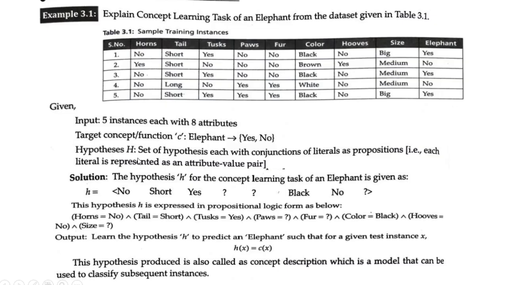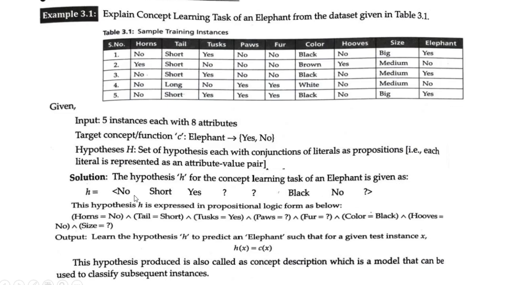Next, define your hypothesis H, capital H. Capital H means plural form, hypotheses. That means, what is my set of hypotheses? My set of hypotheses will be a conjunction of the attributes, right? So what is the solution here? Let me write the hypothesis, small h, for the concept learning of the elephant task like this.